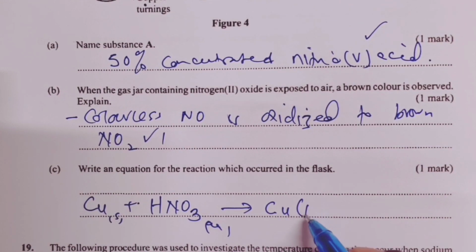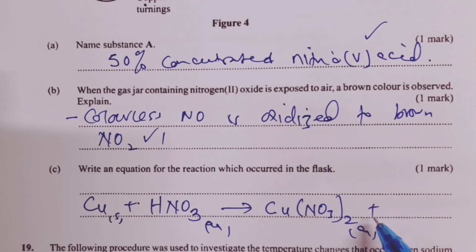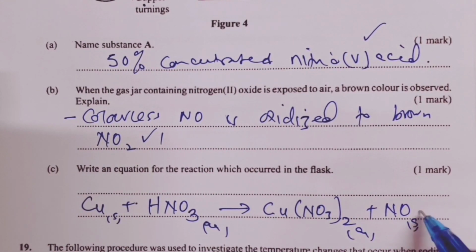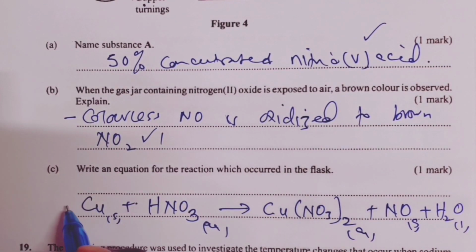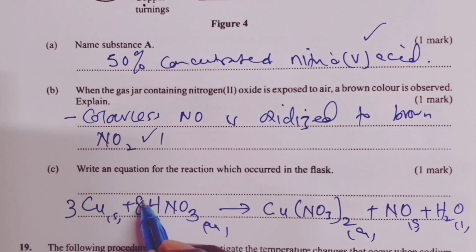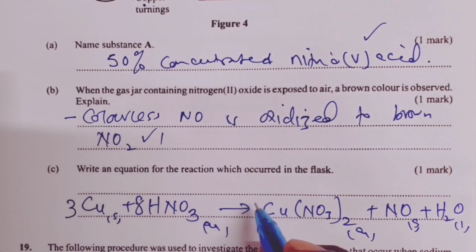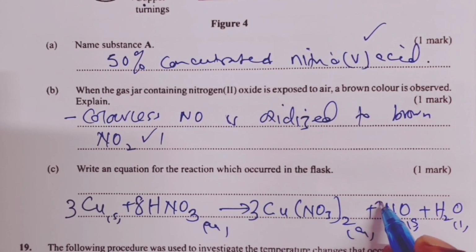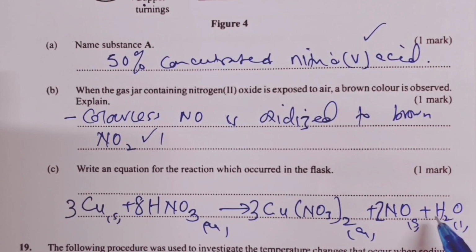This would give us copper(II) nitrate, which is aqueous. We would get nitrogen(II) oxide, a gas, and of course some water. Balancing with a 3 on copper, 8 on our nitric acid, 3 on copper(II) nitrate, then 2 on the gas, and lastly 4 on water. We proceed to question 26.